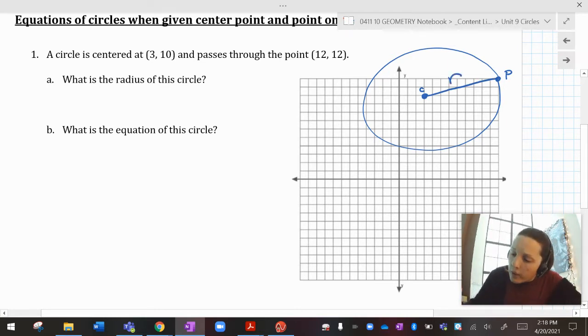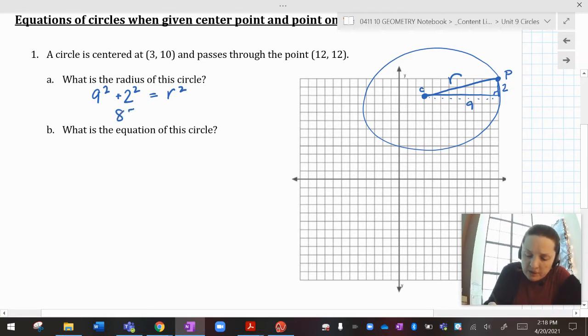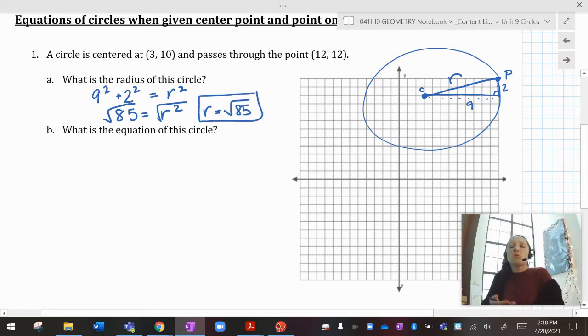So if I want the radius, I could draw in a right triangle and say, well, this is 1, 2, 3, 4, 5, 6, 7, 8, 9 across and 2 up. So 9 squared plus 2 squared equals r squared. That's going to be 85. So my radius is the square root of 85. Now, I could find that as a decimal, but I don't want to. I'm going to leave it in radical form, and that's fine.